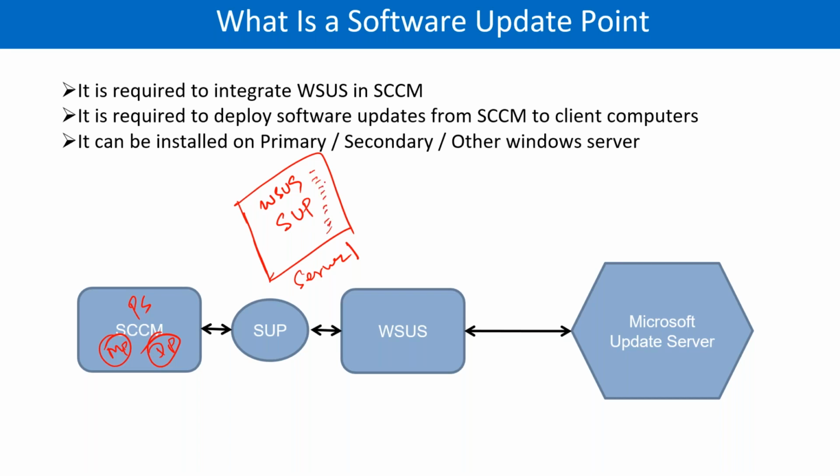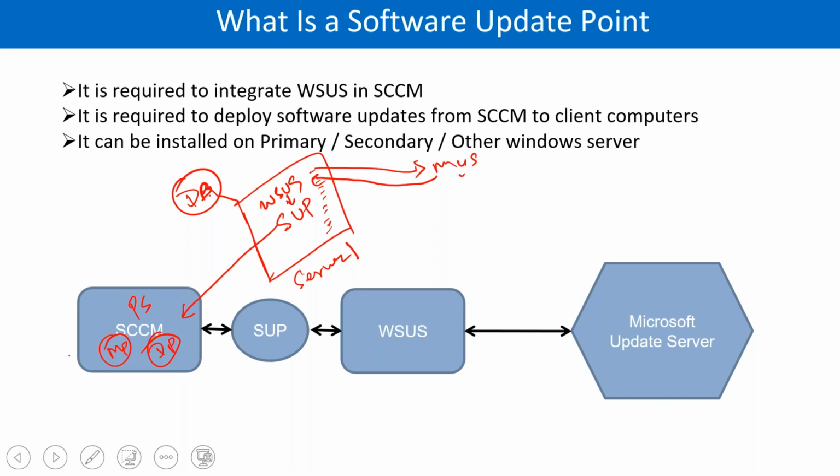WSUS is going to talk with the Microsoft update server. From there, it is going to bring updates, and then it will pass the updates to the software update point, and then finally it will reach here. Understood? WSUS also has a database, because it scans the machines and finds out how many machines are compliant, how many have updates, and how many are still pending for updates. Getting a more clear picture?